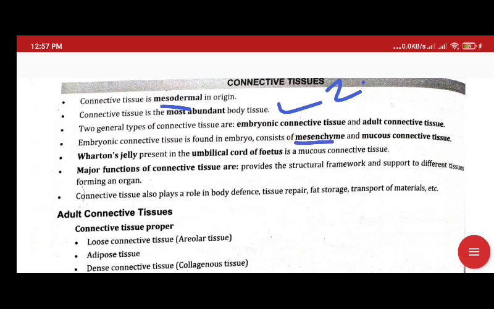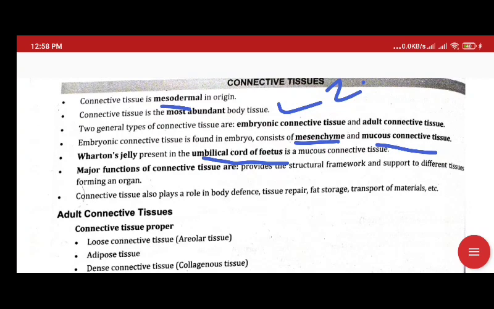Mesenchyme. Now mesenchyme, that is from what? From the mesoderm, and that is from the cell. And mucous connective tissue. We have Wharton's jelly in the umbilical cord of the fetus, from the female mother when she gets pregnant. That presence of mucous connective tissue is the whole Wharton's jelly.